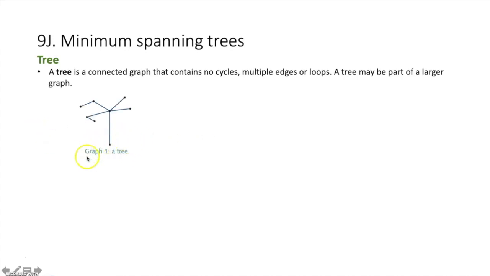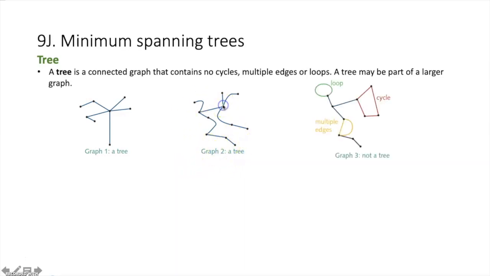So the first graph shows an example of a tree. As you can see, we don't have any loops, multiple edges, or cycles. The second example is still a tree, but the last graph is not a tree. As you can see, it contains a loop. It also has a cycle and multiple edges.